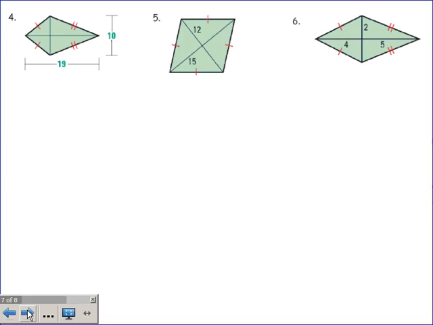Are there more? Holy smokes. Do we need to do these? No. Do number 6. Okay, number 6. What shape is number 6? This is a kite. What's the area formula for a kite?